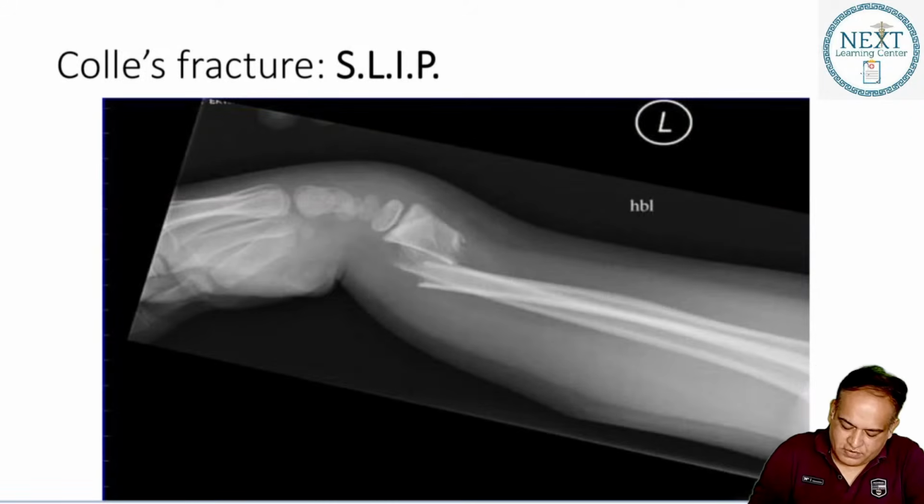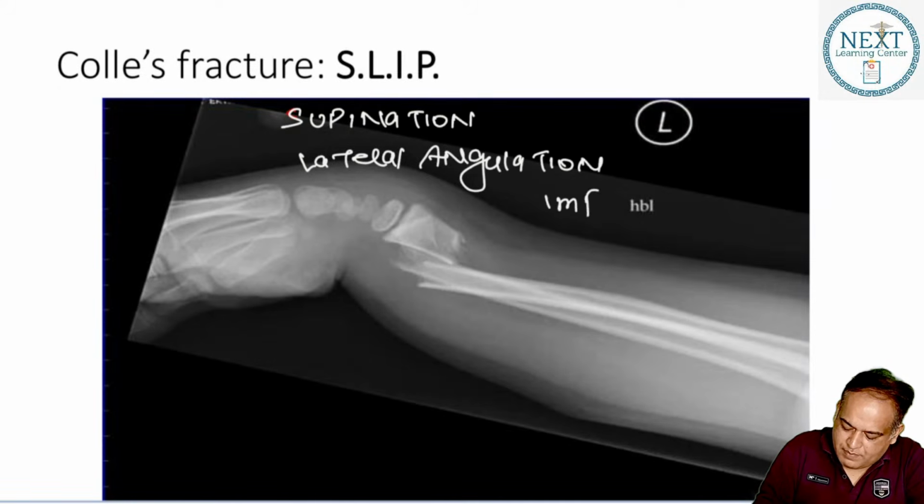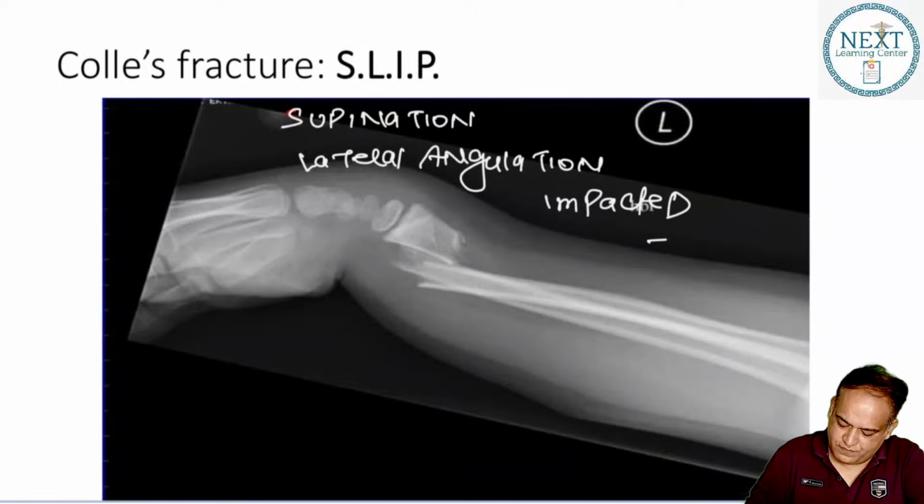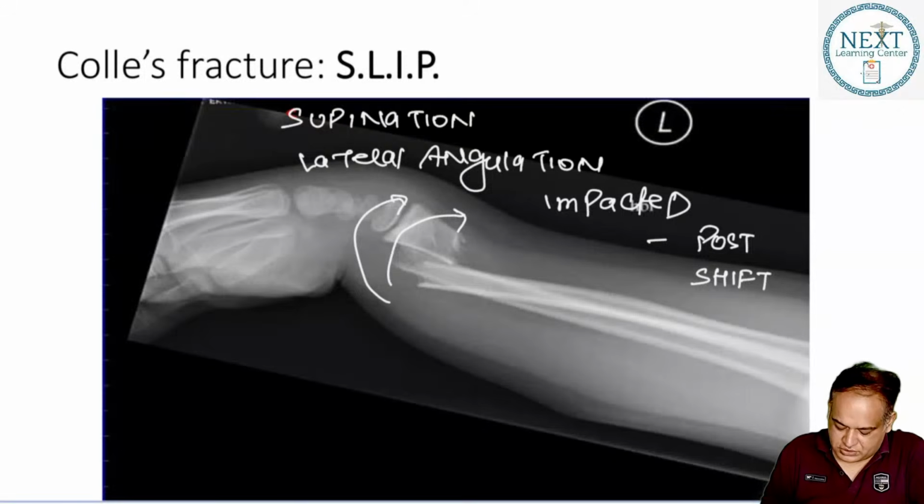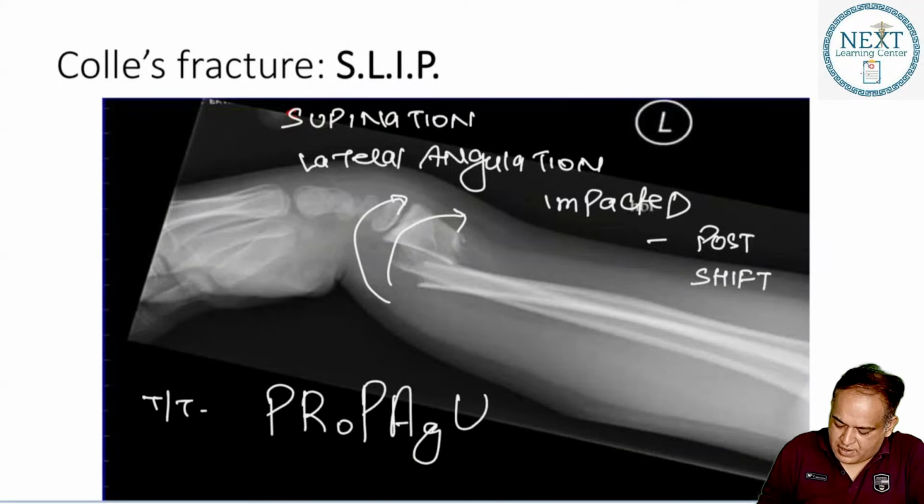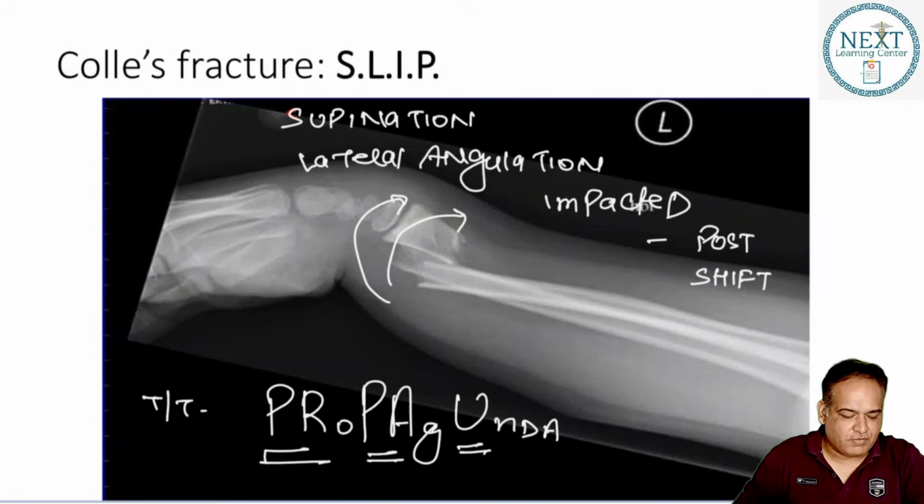Colles fracture. For Colles fracture, you need to remember the word SLIP. Your patient will come to you with supination, lateral angulation. The fracture will be impacted. Fine. And there will be posterior shift. देखो जी, हड्डी टूट के पीछे की ओर चलेगी. That is posterior shift. What is the treatment? Treatment is PROPAGANDA: pronation, palmar angulation, and ulnar deviation. Propaganda is the treatment.